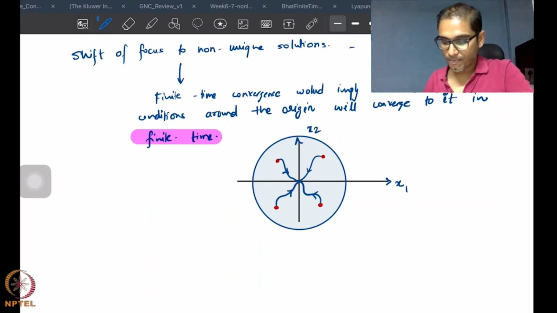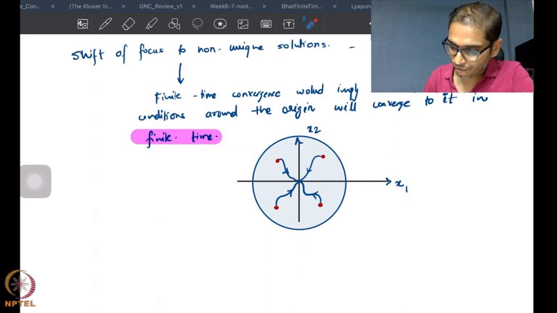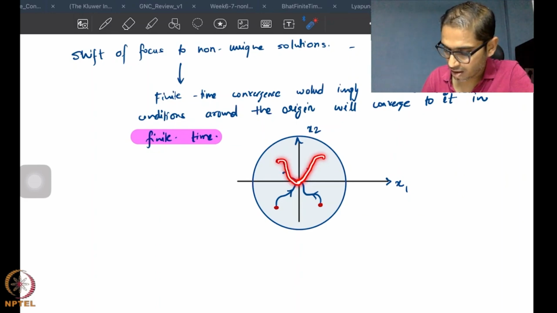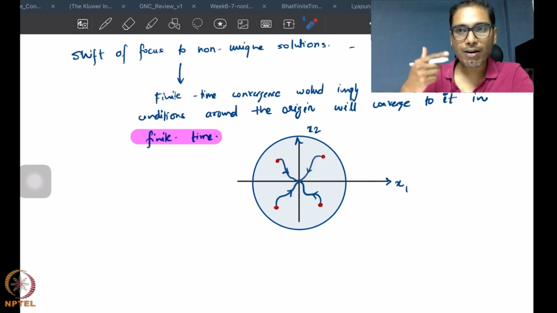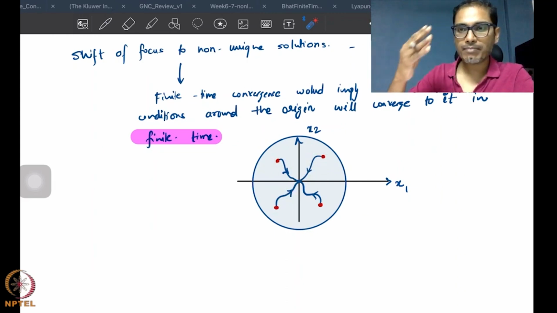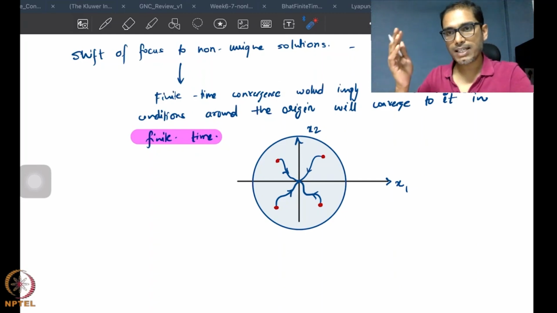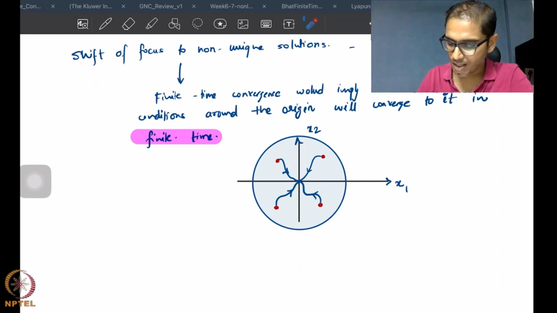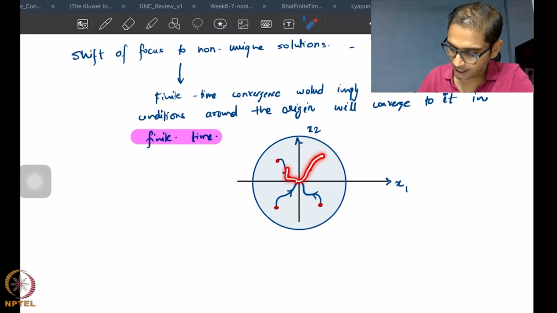All right. So what does it mean now? As I flow forward in time, starting from different initial conditions, I reach the origin. So if I look at these trajectories backward in time, I make my time negative, so I replace t by minus t in this differential equation. Then starting from the origin, I have so many different paths I can take.